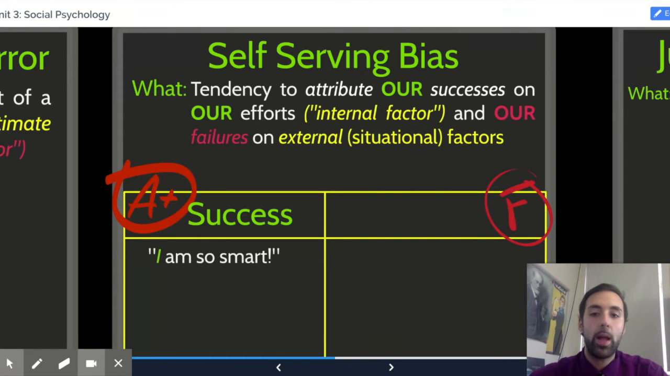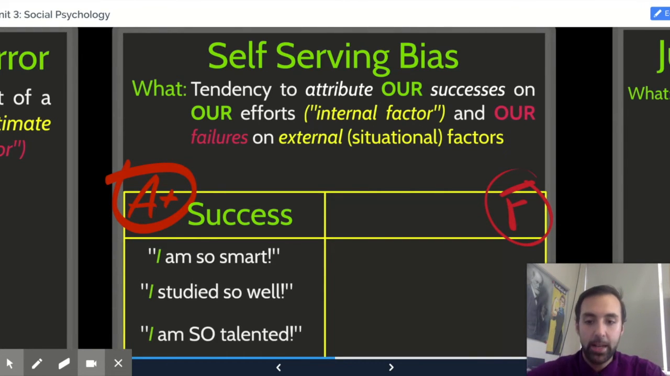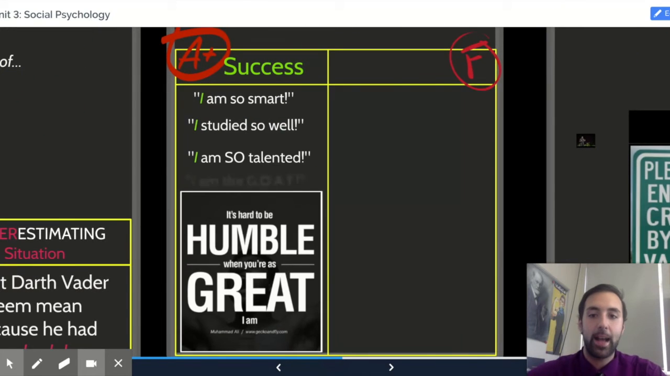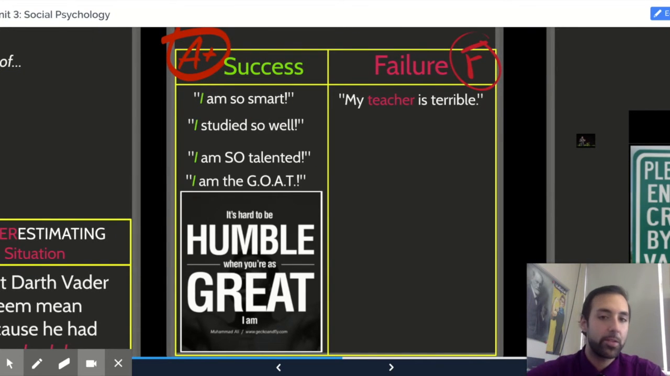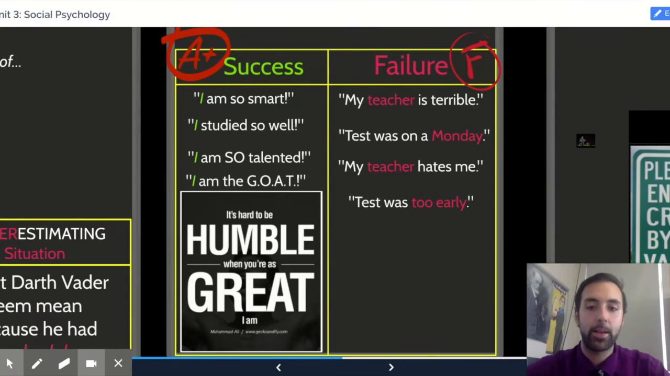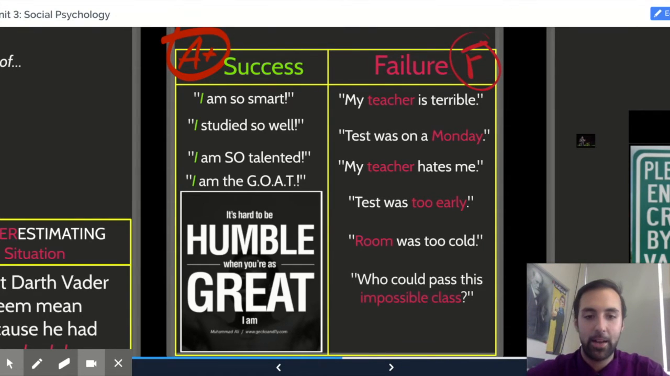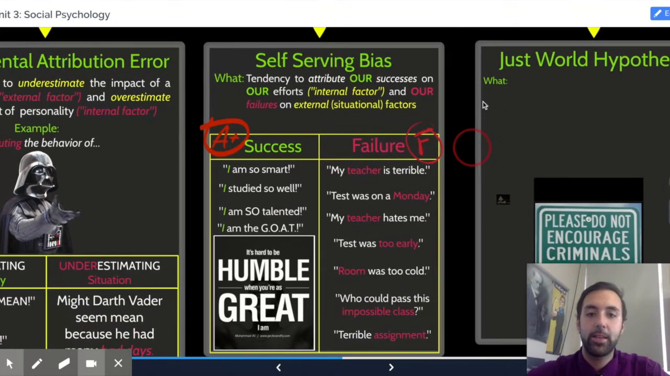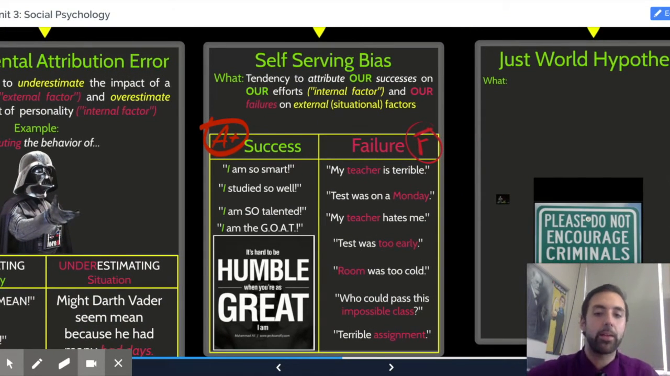So when you do really well, it's I'm smart, I studied, I am so talented. It's "I." The second there's a failure, though, you can find something situational to blame it on. And you don't have to copy all these examples down. I'm just illustrating that there's a lot of them. The second somebody says, I blame my teacher for not preparing us, or that test was on a Monday, or nobody could pass that test, or it was a bad test, the second you start to consider external situational factors and blame them for your failures, you're illustrating what's called the self-serving bias.